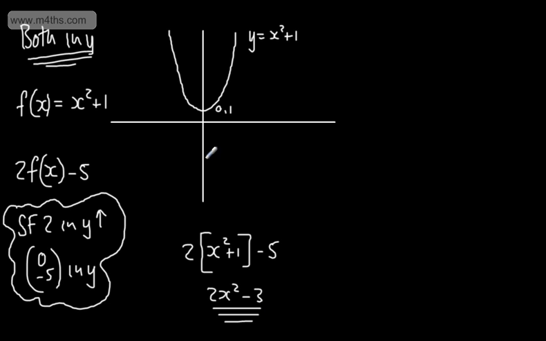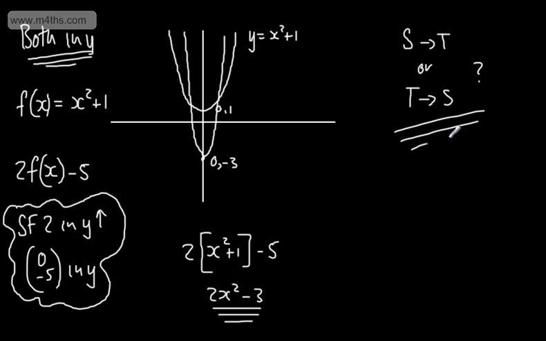Now if I went ahead and drew this graph, we're going to have a minimum point just here. The graph will look something like so, and when x is equal to 0, we will have this point down here, which is 0, minus 3. Now the question is, was it the stretch followed by the translation, or the translation followed by the stretch? And this is the question that we're going to answer.